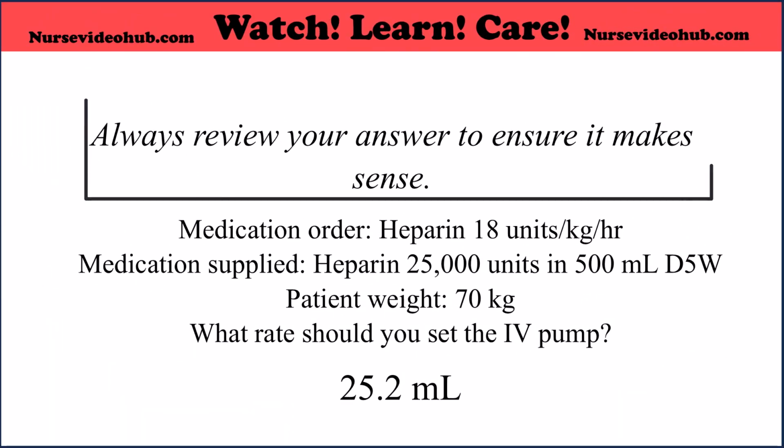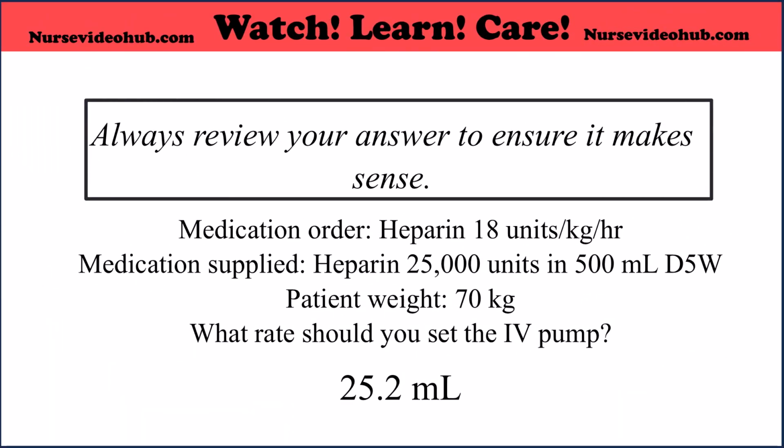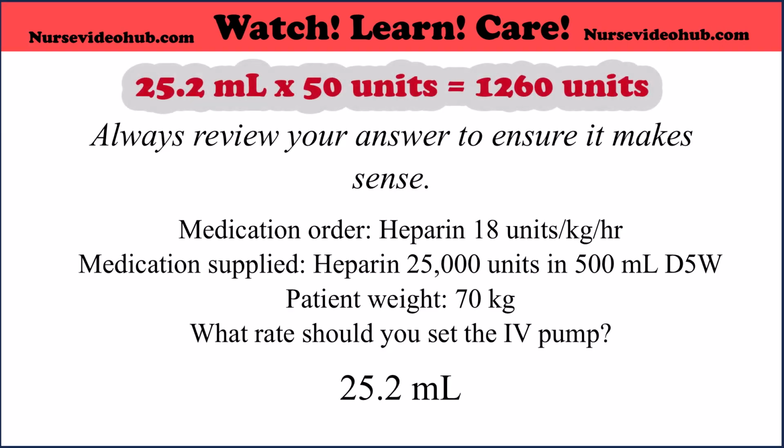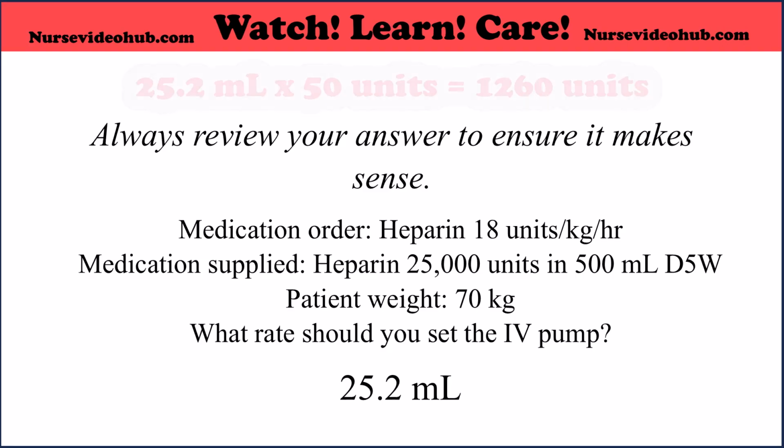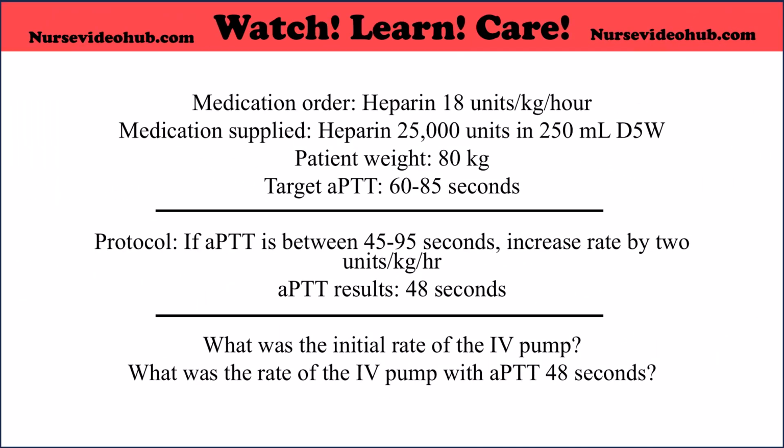Always review your answer to make sure it makes sense. The reverse method is to multiply 25.2 milliliters, the amount to be administered, by 50 units, the concentration available. 25,000 divided by 500 equals 50 units per milliliter, which equals 1,260 units, the prescribed dosage. Let's complete one more calculation, where the heparin dose is titrated to a lab value, the aPTT lab value.